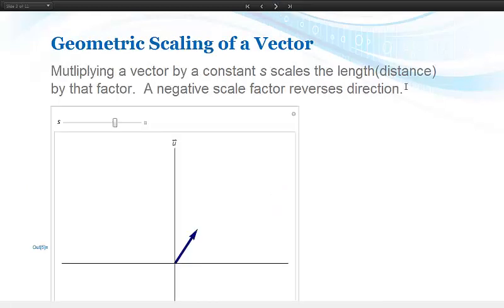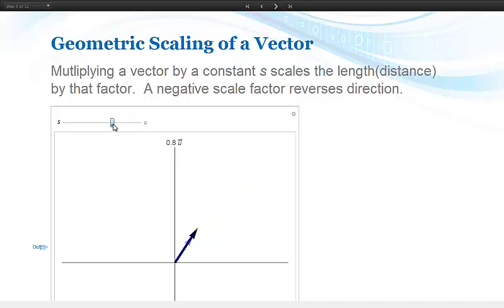Scaling a vector means multiplying by some non-zero constant. All it does is change the length without changing the direction. So if this vector is scaled by 1 now, and I scale it by more and more, the scaled version grows. There's 3 times that vector. Same direction, but 3 times longer.